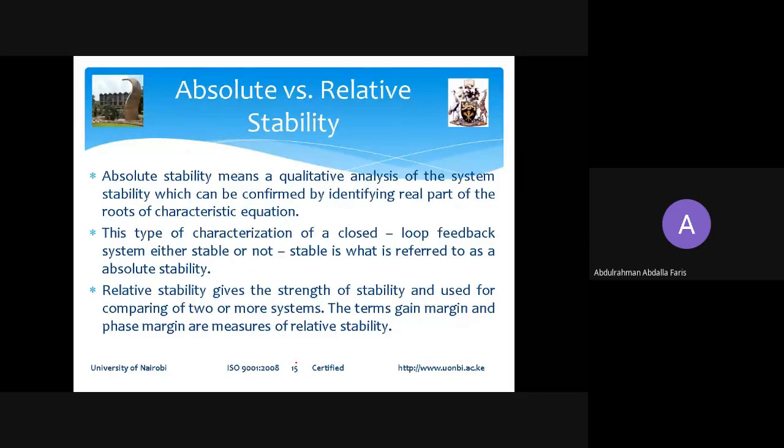Guys, are you okay? Yes. Okay. So what we have been doing is actually determining whether a system is stable or unstable. We call that absolute stability. So we just know if this is stable, not stable or marginally stable, but we don't know the strength of that system, as in the stability. Later on, we'll talk about relative stability of the system.